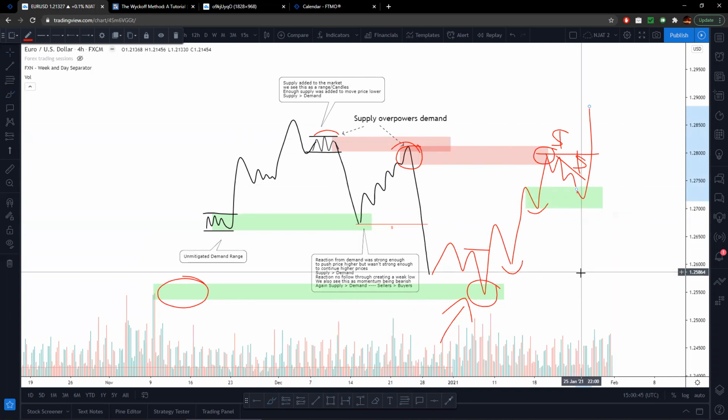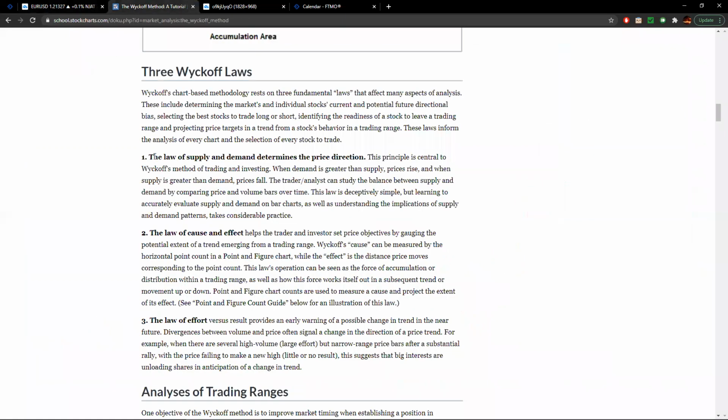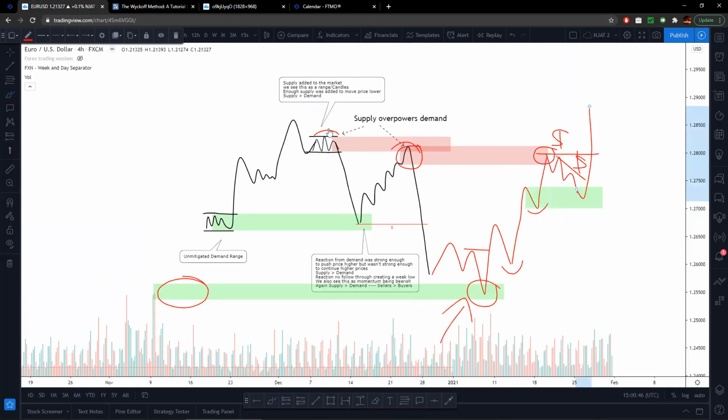There's no need to overcomplicate it, but it's a very important law because it's one of Wyckoff's 3 laws. Supply and demand determines the price direction, essentially. And that's literally just what we're seeing here. So our only understanding now is: does this reaction from this supply or demand zone, which we know to be either a range or a candle or a series of candles, a series of sells to buy or a series of buys to sells, cause a follow through or does it not?